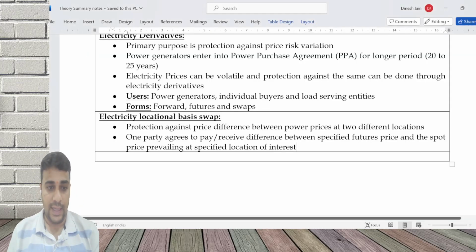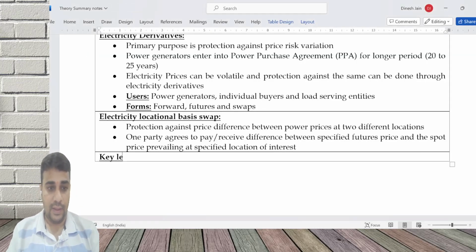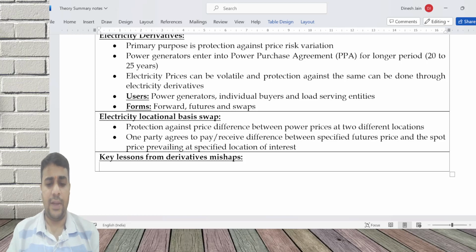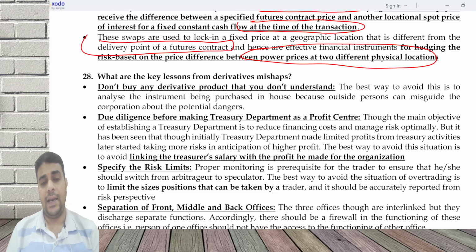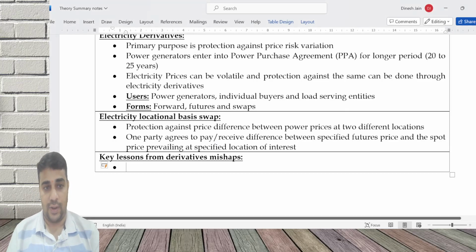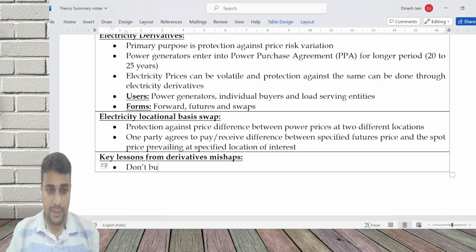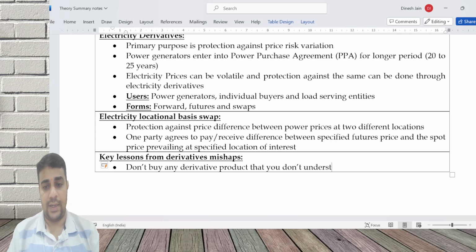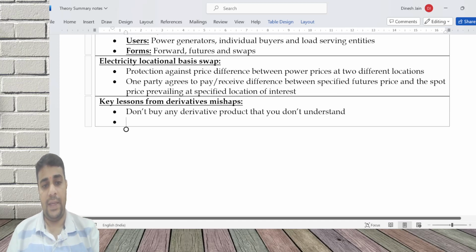So now write key lessons from derivatives mishaps. Derivatives are extremely complex instruments. They can lead to wealth, but the entire wealth can also get destroyed. Don't buy any derivative product that you don't understand.